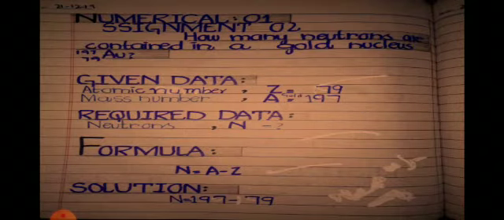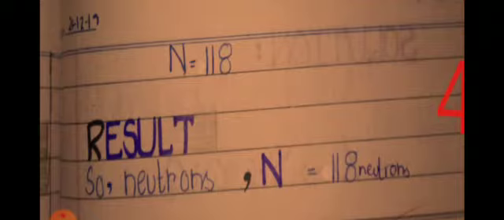Now we will start numericals. So numerical number 1 is too simple: how many neutrons are contained in a gold nucleus? The symbol is Au. The atomic number is given in the subscript downward, that is 79, and 197 is the atomic weight. So the atomic number is represented by capital Z, which is equal to 79, and the atomic mass or mass number is represented by capital A, which is equal to 197. We want to find out the number of neutrons, which we will represent by capital N, which is equal to question mark. So the formula is N is equal to A minus Z, and we will get the answer 118 neutrons.